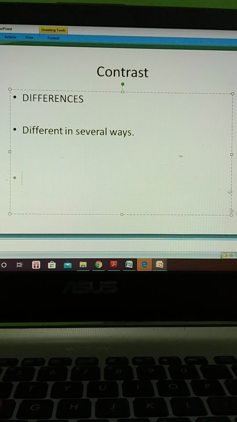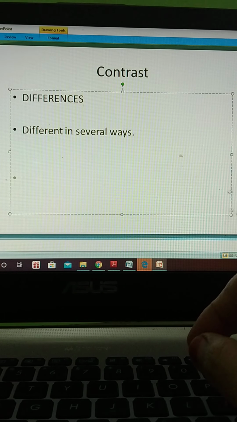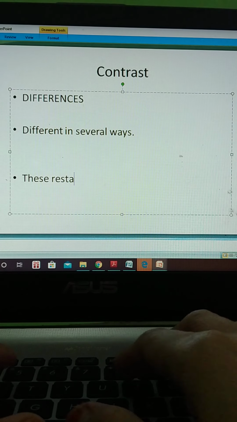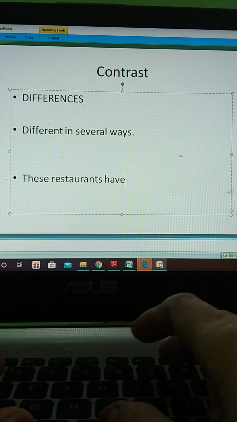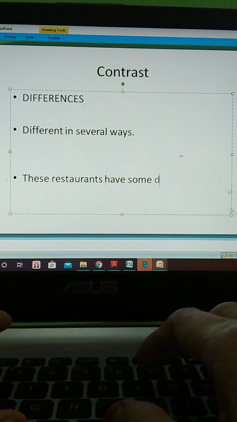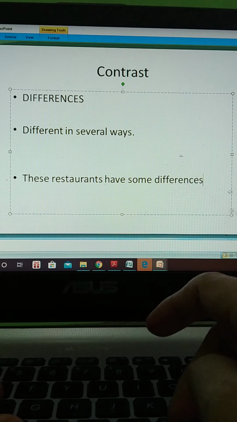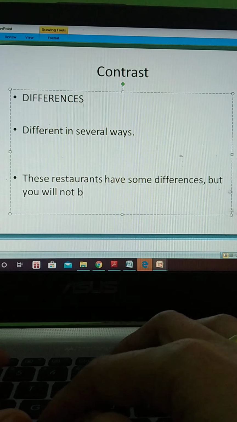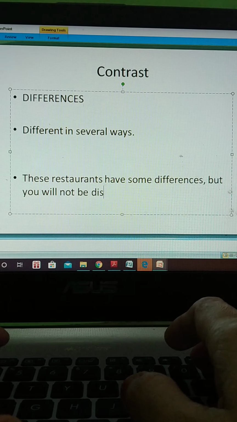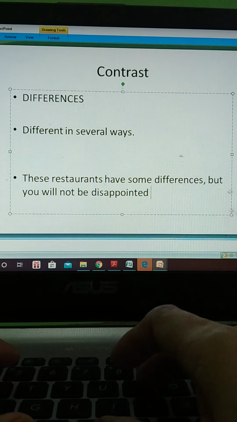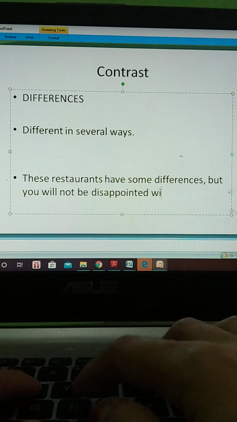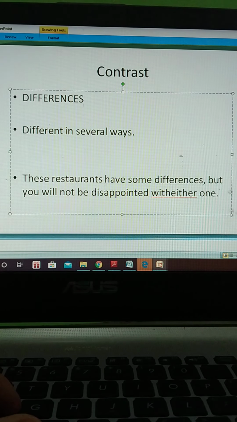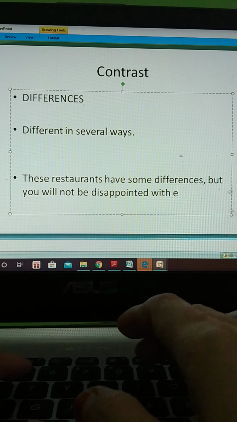And this is also consistent. I mean, the final sentence of this paragraph: These two restaurants have some differences, but you will not be disappointed with either one. Okay, with either one, sorry.